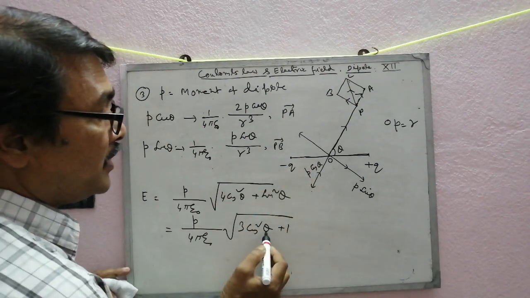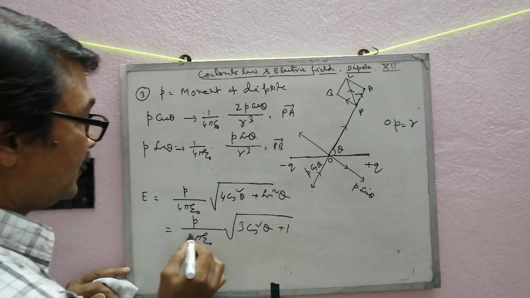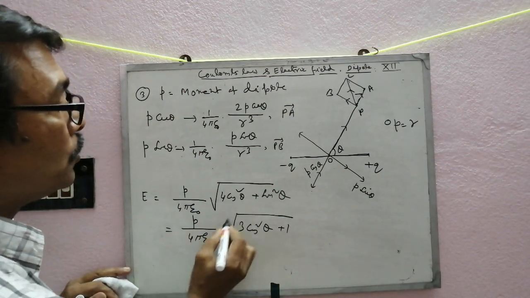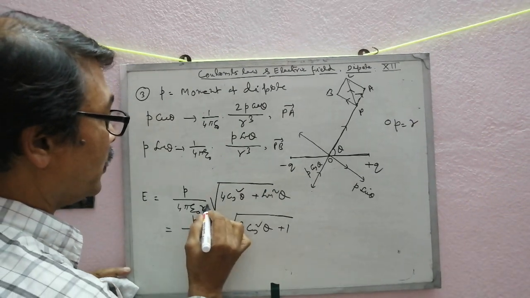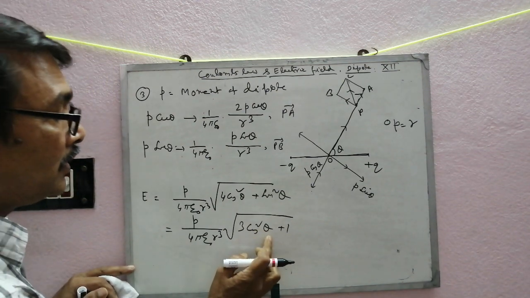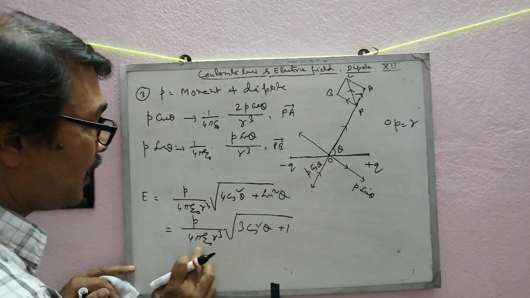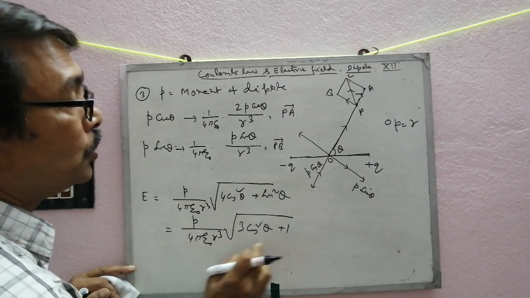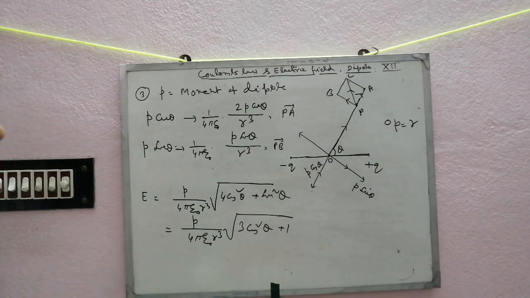In the previous case, when theta is equal to 0 degree, the result will be 2p by, oh, there is r cube also, sorry. If theta is equal to 0 degree, at any point on the axis of the dipole, you get 2p by 4 pi epsilon r cube. On the perpendicular bisector, theta is equal to 90 degree, and we get the previous result.